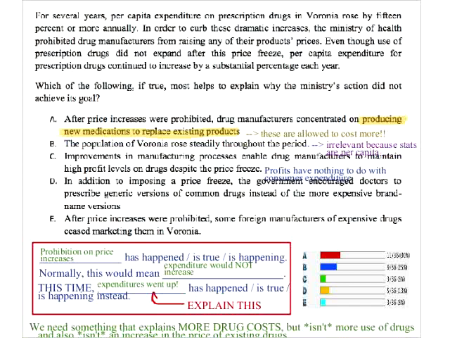This one: in addition to imposing a price freeze, the government encouraged doctors to prescribe generics. These cost less. It says instead of the more expensive versions. So this would actually have the opposite effect. This would make consumers' costs go down, not up. So this is the opposite of what we want. We want something that explains why they are spending more. This would make them spend less.